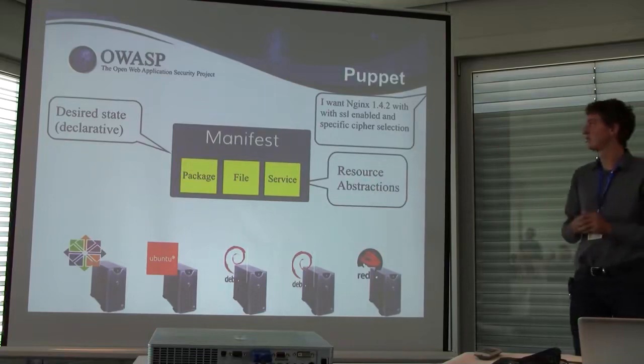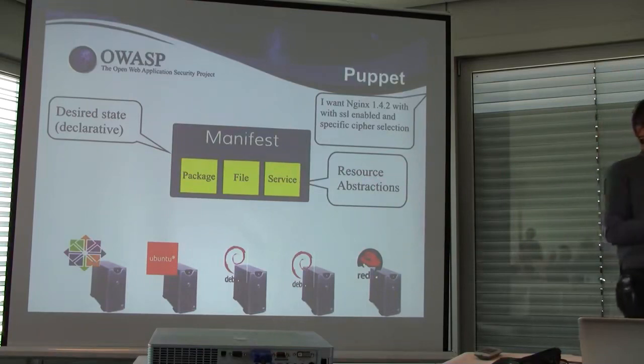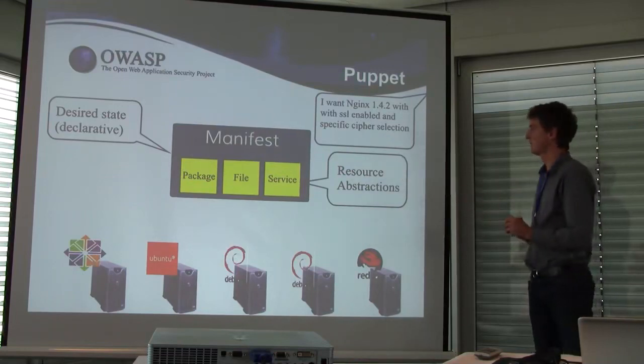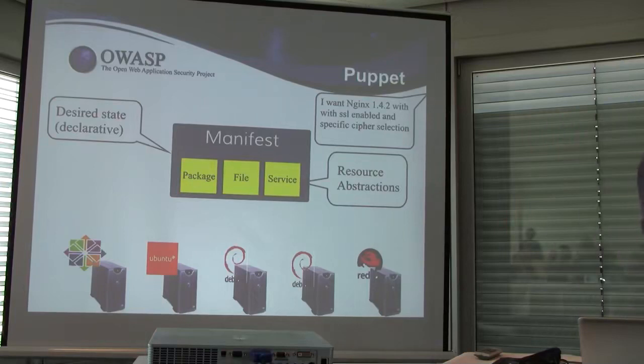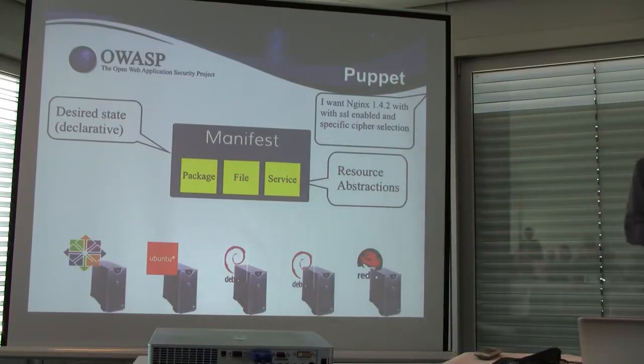In this example, the package resource abstraction is used to say this piece of software must be installed on the system, for example Nginx 1.4.2. The file resource abstraction is used to say, for example, this Nginx configuration file must be present on the system and it must have this content. And the service resource abstraction is used to describe that the service Nginx must be running and must still be running after restart.